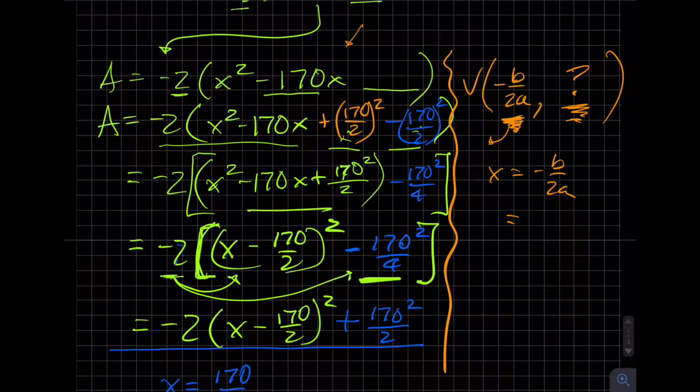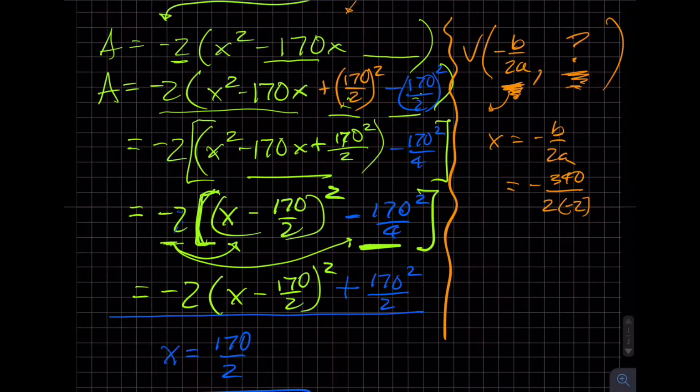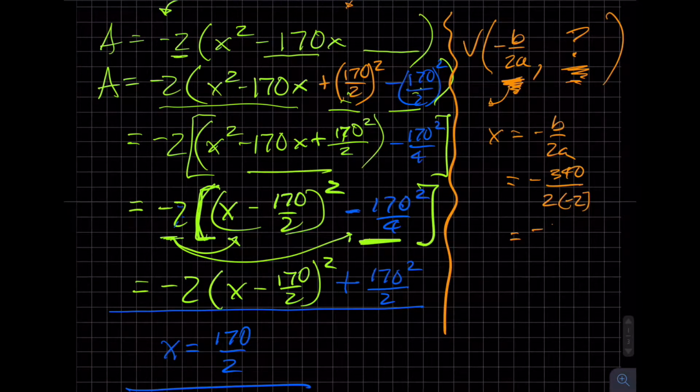In any case, we're going to figure out this x value, that is the x value for my vertex, by taking negative, and my original b was 340, right? So negative 340 over 2 times a, which is negative 2. And what we'll find is we get the same value here. We get negative 340 divided by negative 4. And so both of these numbers are divisible by 2. Actually, 170 is divisible by 2 as well, so I don't know why I'm messing around with that 170 over 2. It's 85, right? And so this becomes 85.